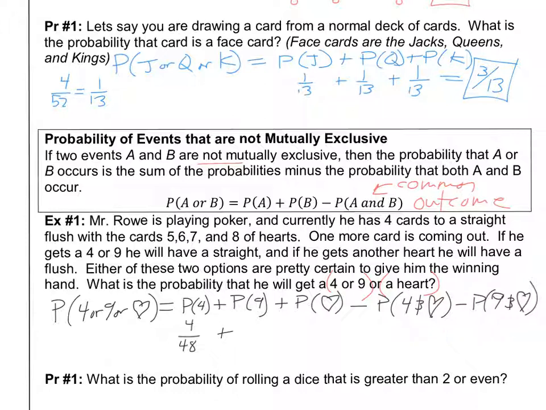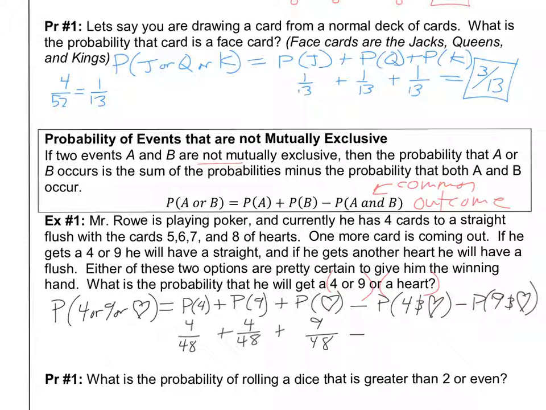So what's the probability of getting a 9? Well, that's also 4 out of 48. Probability of getting a heart now. Well, there's 13 hearts in a deck. So you might think, oh, well, this is 13 out of 48. But remember, the 5, 6, 7, and 8 of hearts, I already have those. So I can't draw these again. They're already in my hand. So we have to remove those from the count. So there's not 13. There's 13 minus 4, which is 9 out of 48.